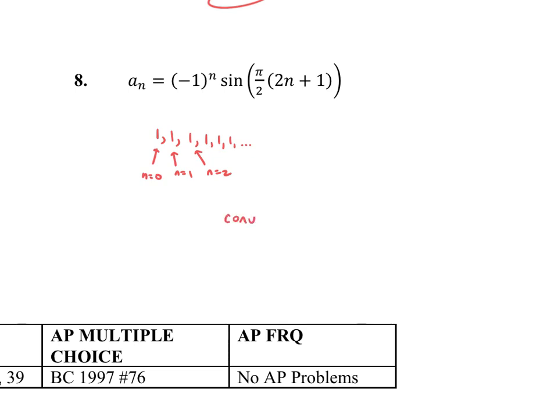And so this one, even though it's really ugly looking, converges to 1. All right, I hope that's helpful.